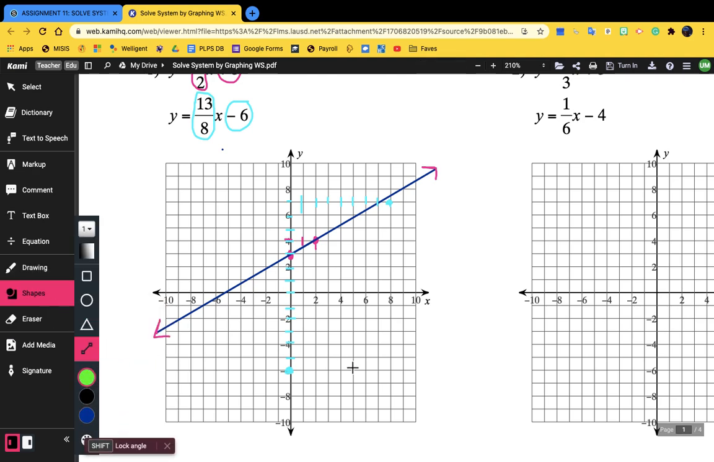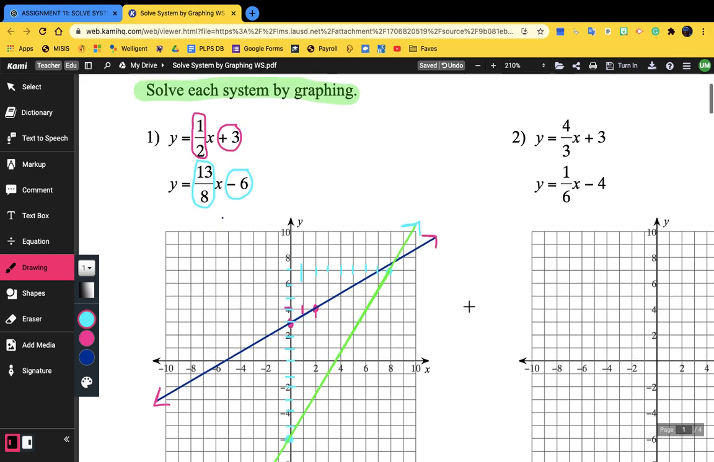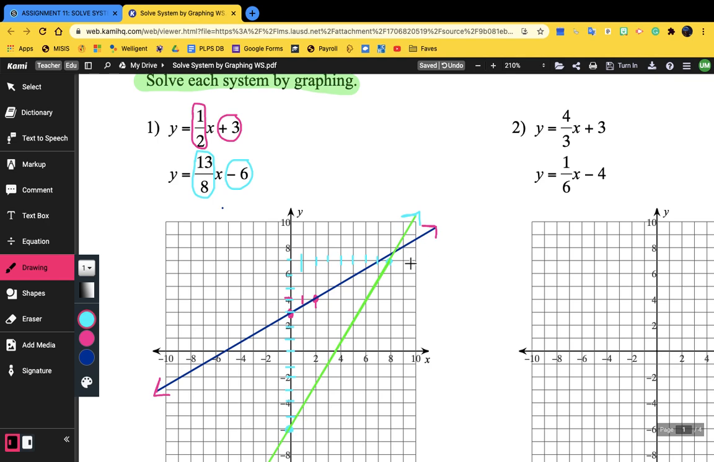Go to my shapes. I'm going to pick green this time for my first blue all the way through my second blue, and from my second blue all the way through my first blue, and I end there. Go back to my shapes and I drew my arrow and my arrow there. Okay, so where do they cross?